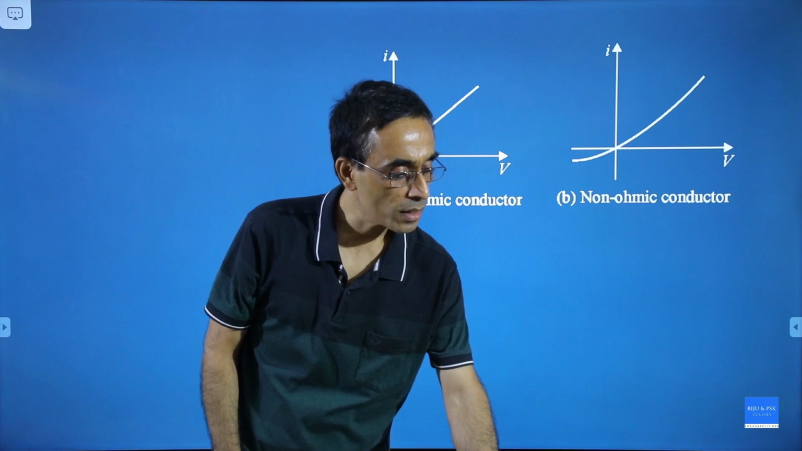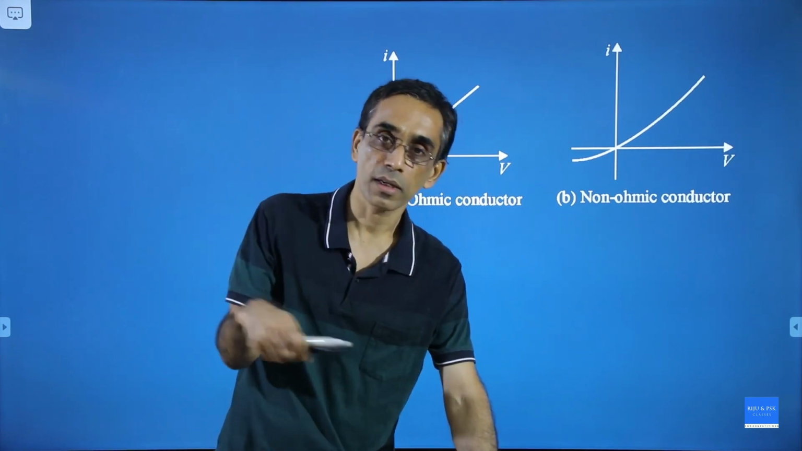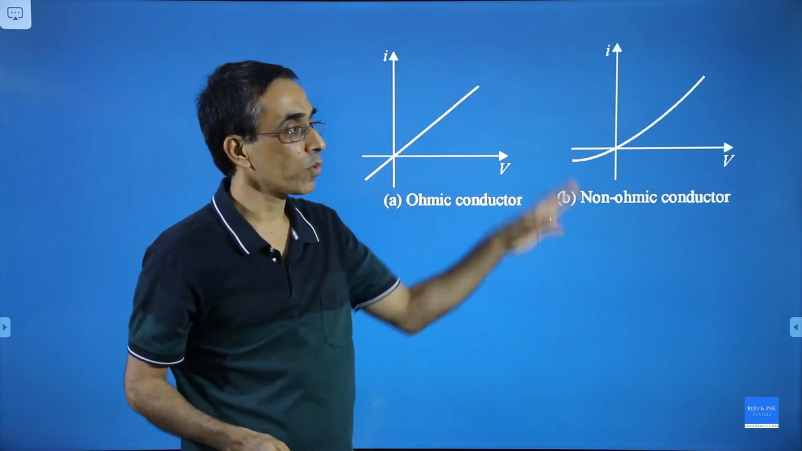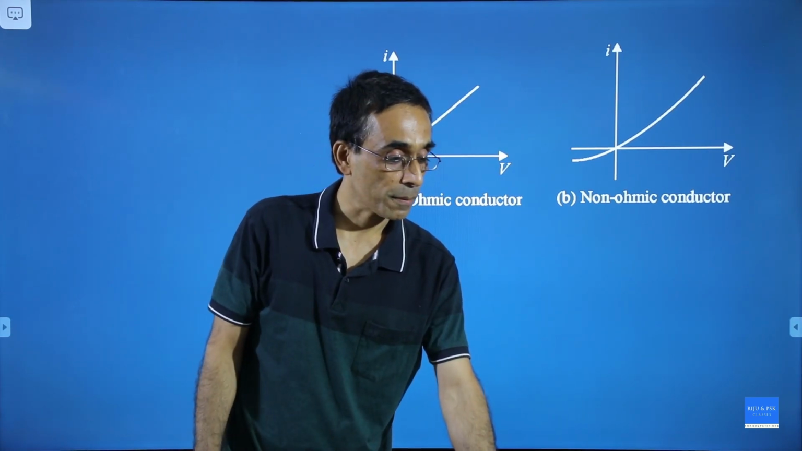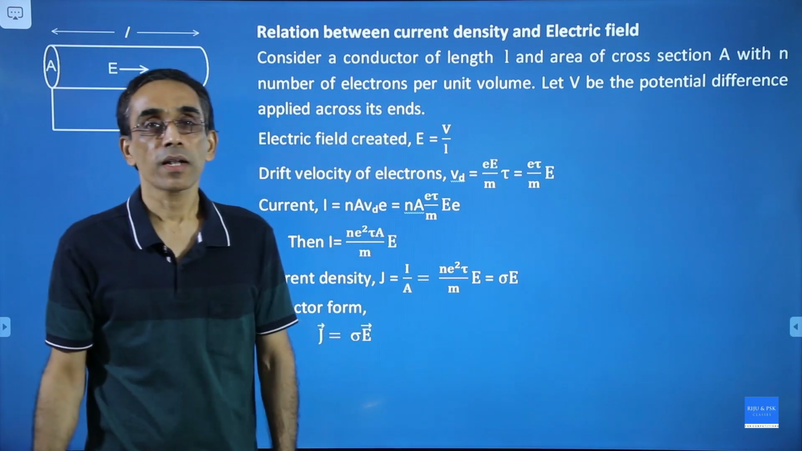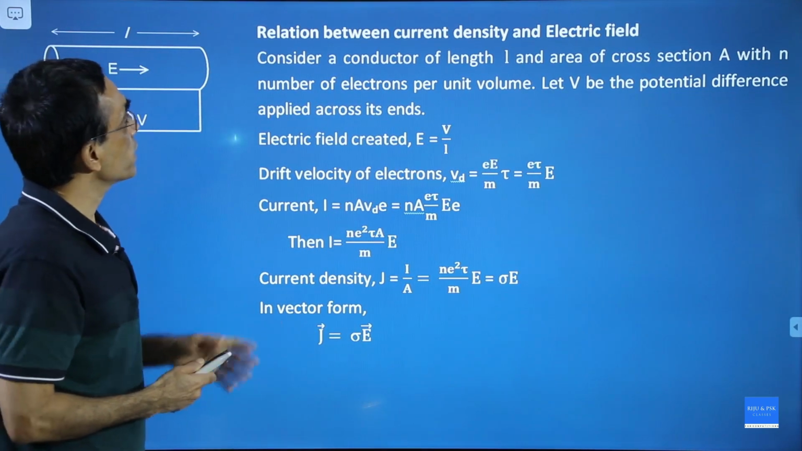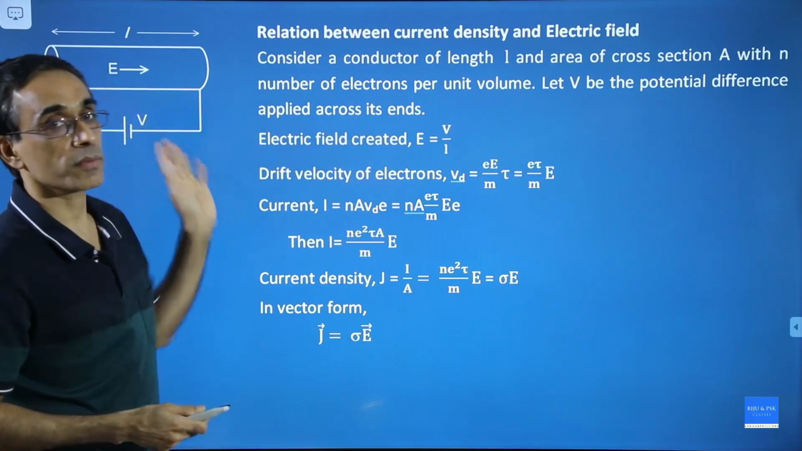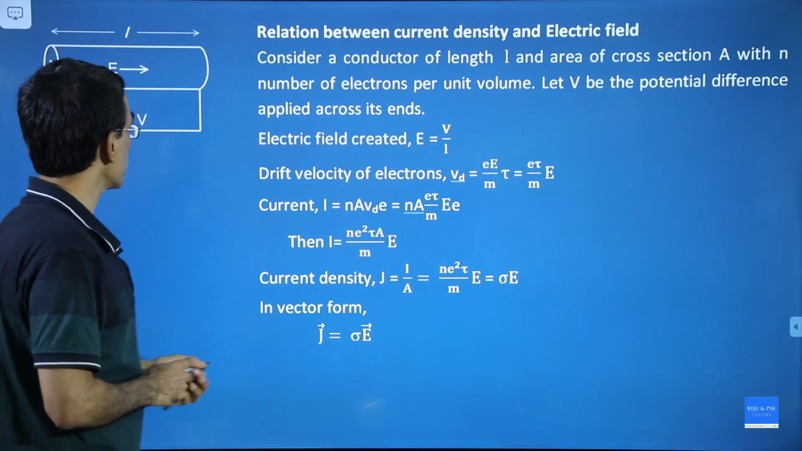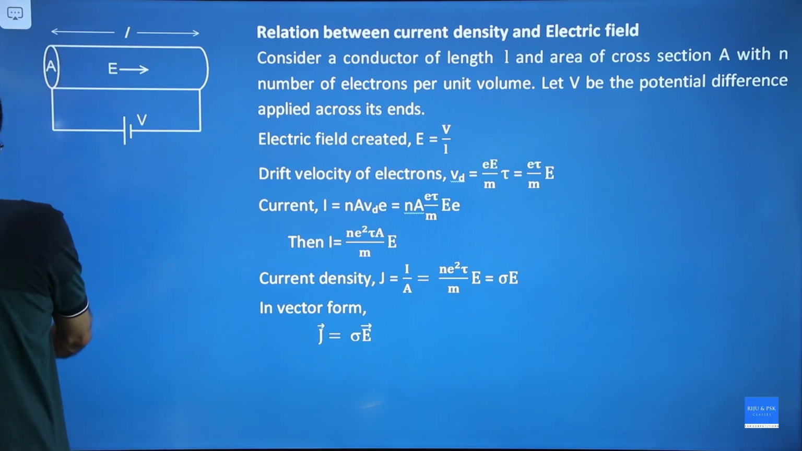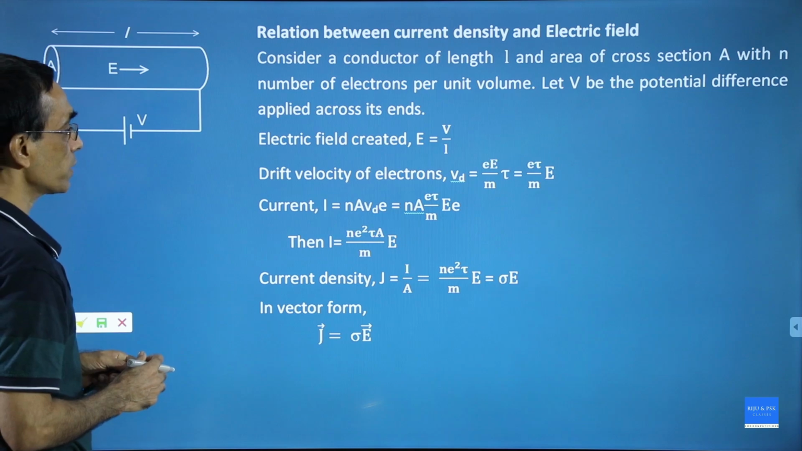Fine. These things can come in 1 mark questions and can be asked in objective examinations, like which is a non-ohmic conductor according to the graph given. Now one more derivation to go: the relation between current density and electric field. Very important. This is also known as Ohm's law in the vector form. It's pretty easy because we have done part of this in the previous section.